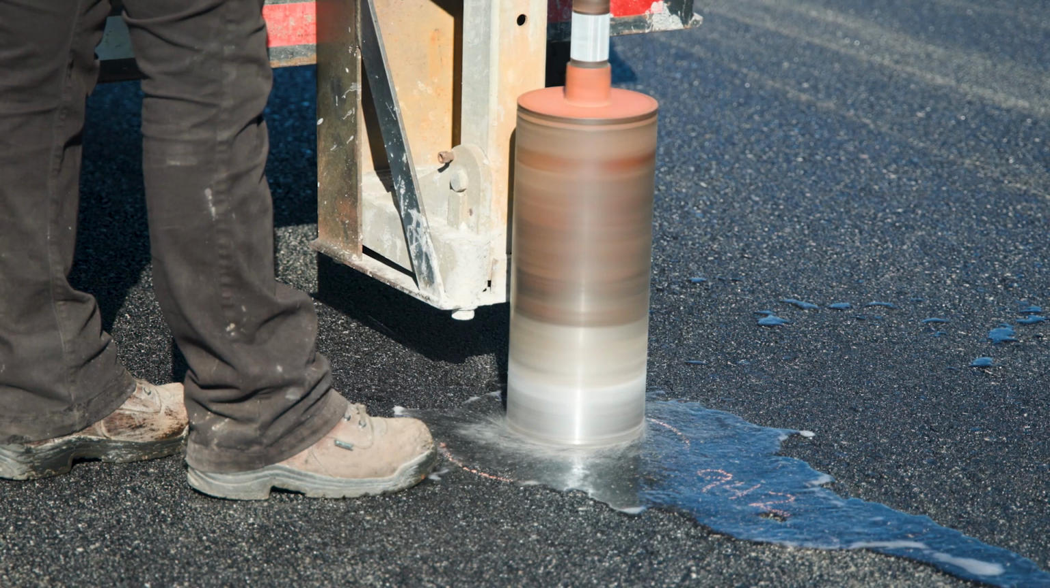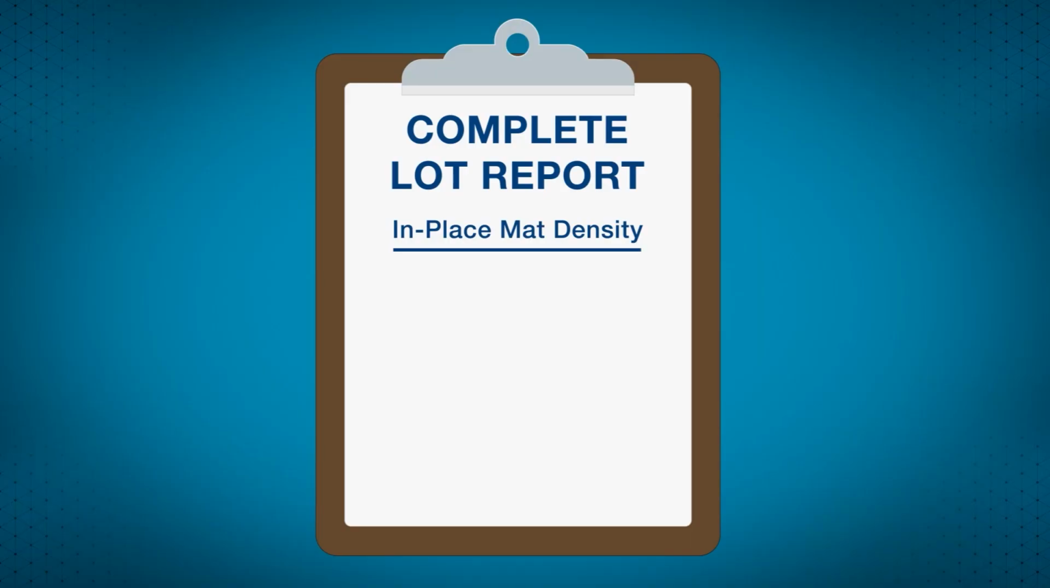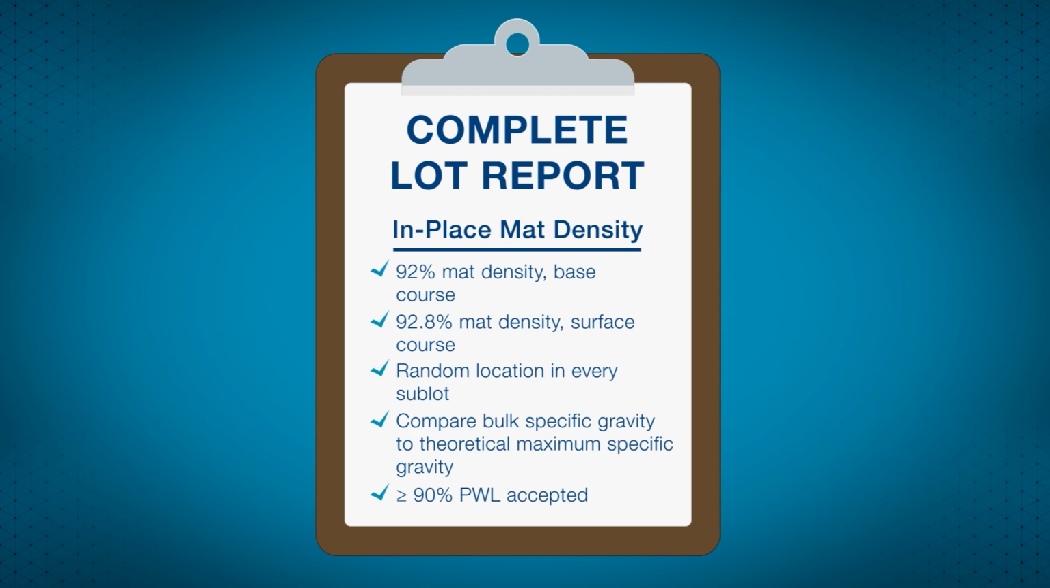Cores are typically extracted and tested to determine the mat density of the in-place pavement. FAA specs have set a lower tolerance limit of 92% for the mat density in the base course and 92.8% in the surface course. The FAA requires that cores for mat density tests be taken at random locations in every sublot. Determine density by comparing the bulk specific gravity to the theoretical maximum specific gravity. The lot is considered acceptable with a PWL equal to or greater than 90%.